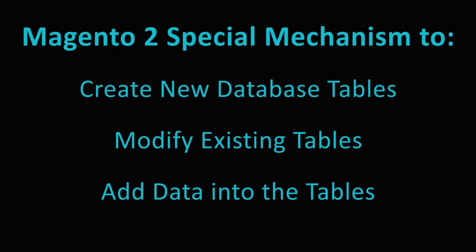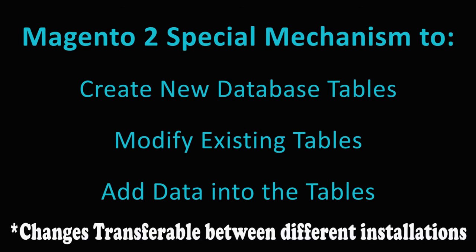Magento 2 has a special mechanism which allows you to create database tables, modify existing ones, and even add some data into them, like setup data, which has to be added when a module is installed. This mechanism allows those changes to be transferable between different installations.